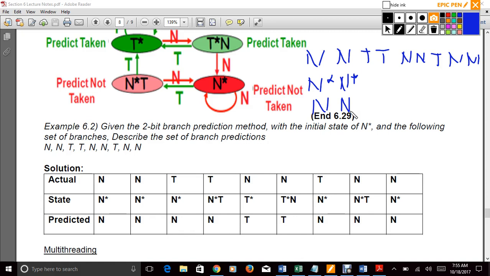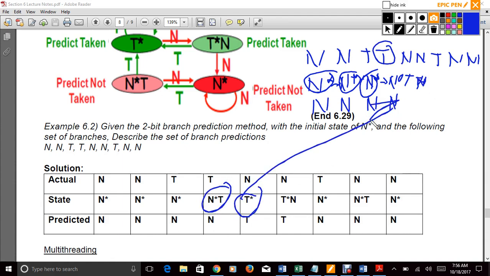So now we move to, we're actually going to start here. We're going to predict no, but now we're wrong, right? So this is the initial state. That's the state we're going to start here. So here, instead of being n, it's going to be n star t. Does that make sense? And from there, we predict n, and we're correct. So it goes back. So we've predicted wrong. So it's here. And so now we're at t star.